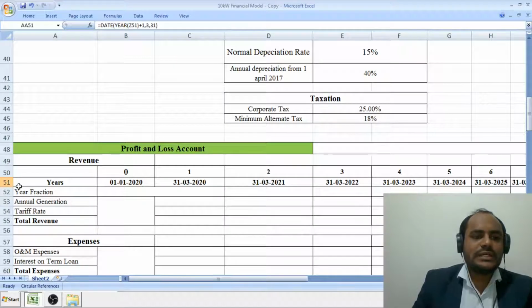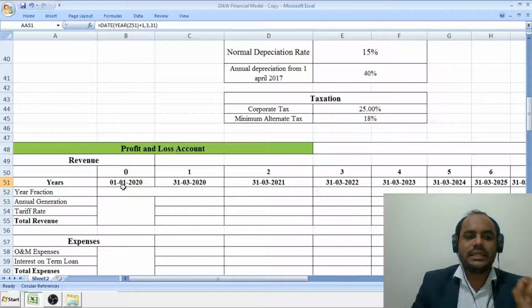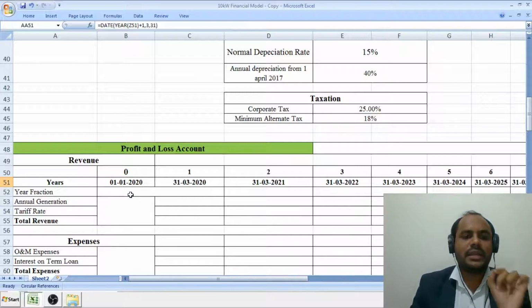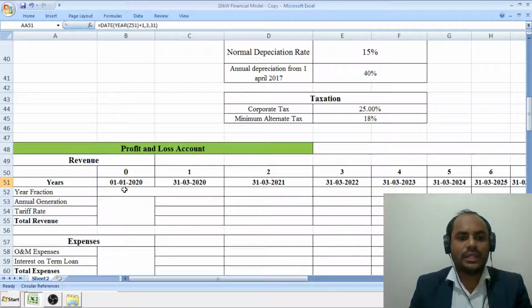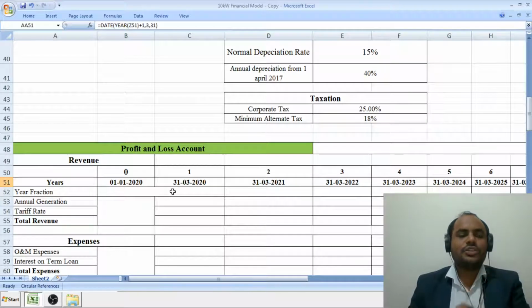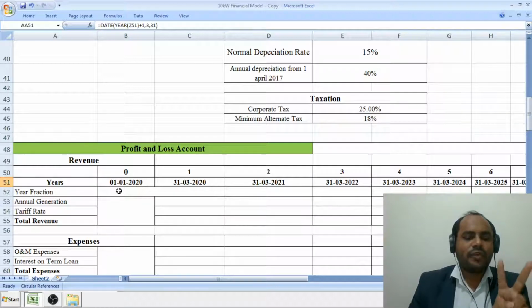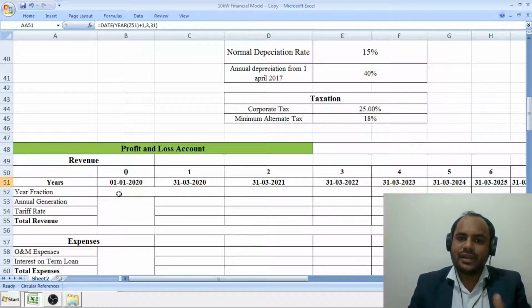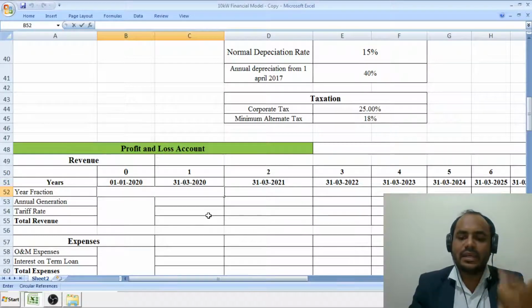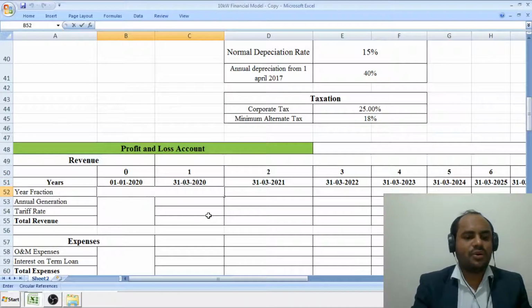Next we need to consider the year fraction over here. It means that our solar power plant is injecting the power inside the grid on the 1st of January 2021, but in the calculation of the profit and loss account statement we have to consider the financial year over here. So that is why from the 1st of January 2021 up to 31st of March, basically whatever the year fraction will be there, we have to consider over here.